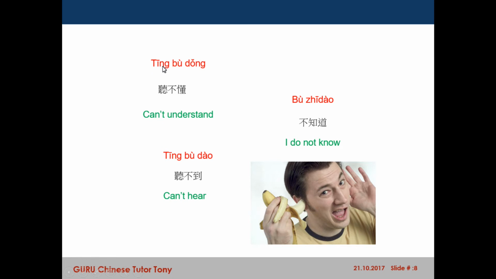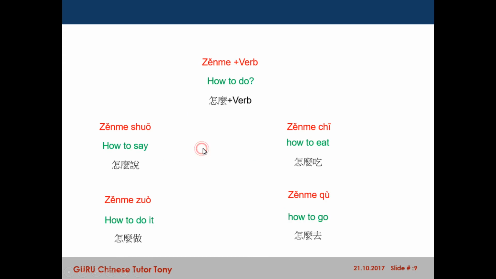Okay, so 听 means hear. 听不懂, hear no understand, so that means I cannot understand you. 听不懂, can't understand. 听不到, 听 is still hear, 不 is no, 到 is reach, I cannot reach you. So 听不到, I cannot hear you. 不知道, 知道 is know, 不 is no. 不知道, I don't know.